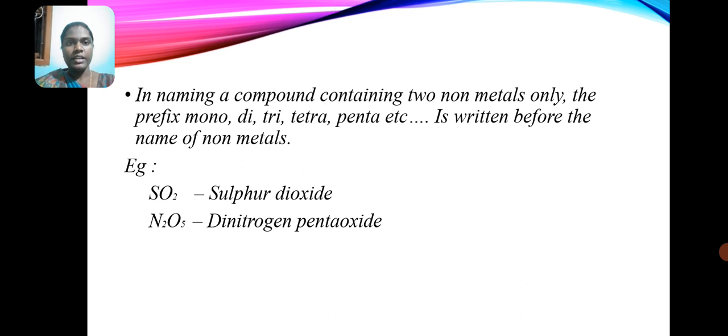And the third step, in naming a compound containing two non-metals only, the prefix mono, di, tri, tetra, penta, etc. is written before the name of the non-metal. For example, SO2, both non-metals, so sulfur dioxide. And the next example, N2O5, dinitrogen pentaoxide.